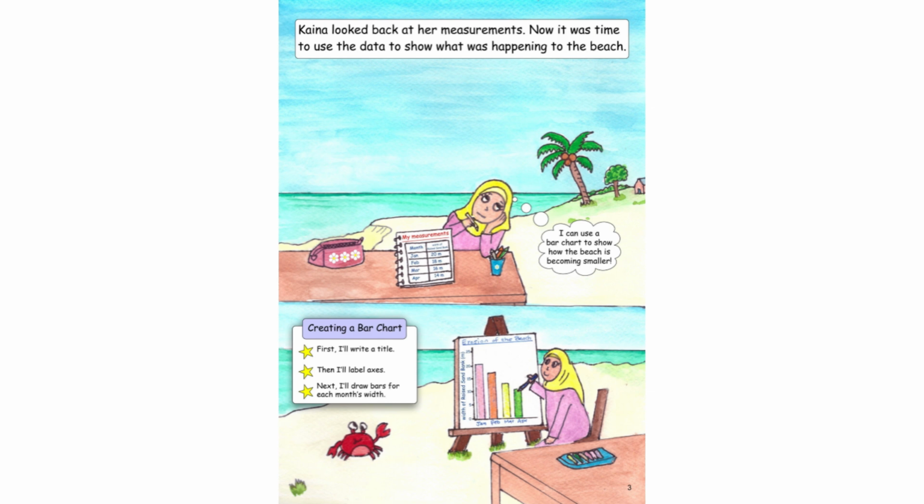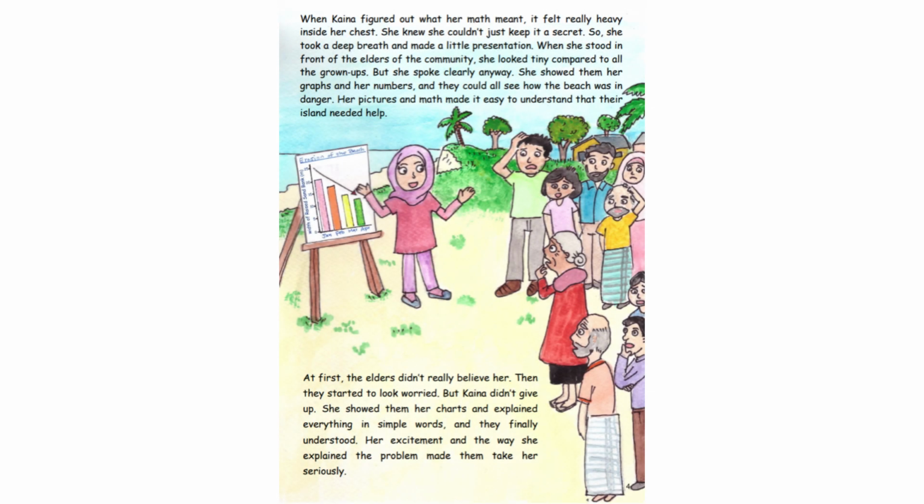Page 4. Page illustration description. Kaina stands before a large gathering of island elders and other members of the community. She points to her colorful bar chart, entitled Erosion of the Beach, which shows the beach becoming narrower from January to April. The adults listen closely. Some look surprised or worried.